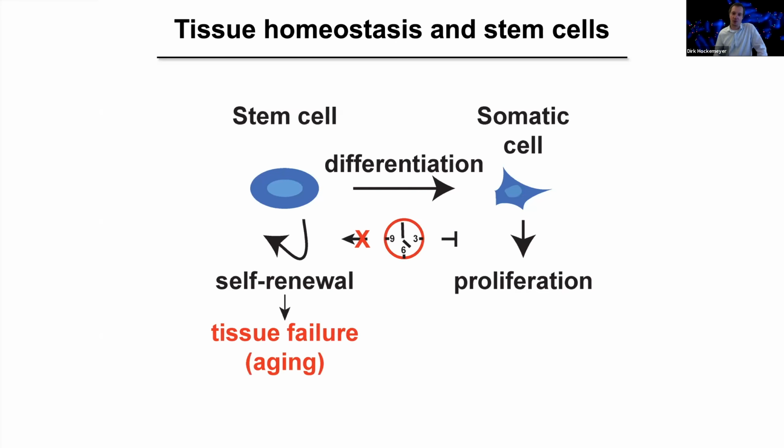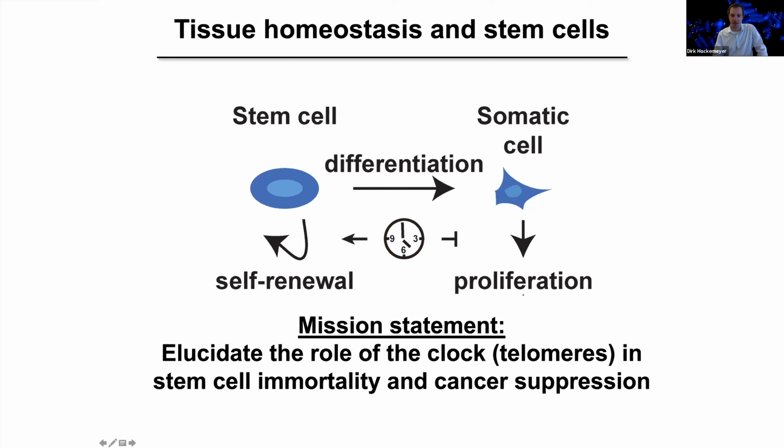And so if this molecular clock breaks, then this leads to tumor progression in the somatic cells, while if this molecular clock breaks, it suppresses the self-renewal capacity of stem cells and thereby leads to tissue failure or aging syndromes. So the central feature of this molecular clock is hardwired in the structure at the linear chromosomes, which I will introduce to you today, which are the telomeres.